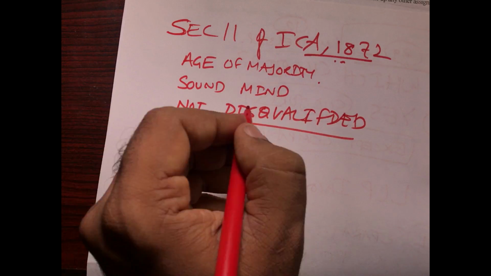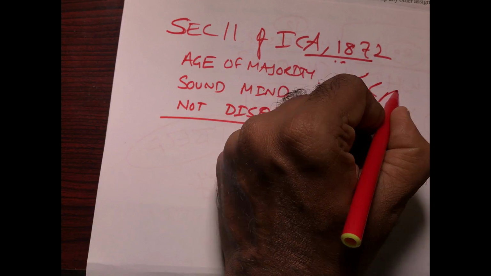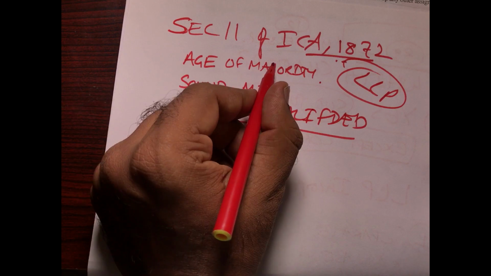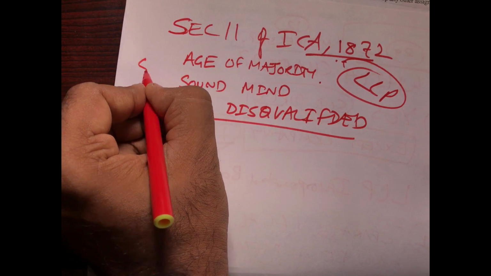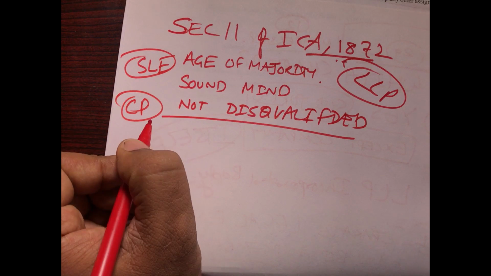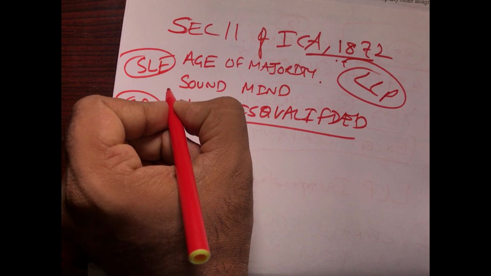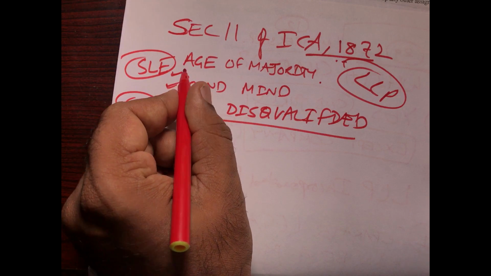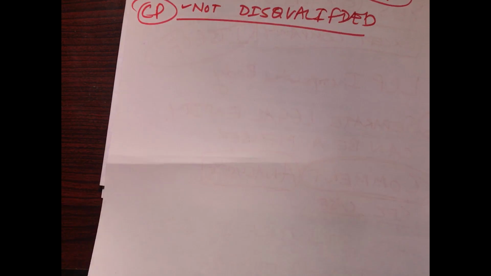These are the things. So now our concept is what? LLP. This question is about LLP. So for an LLP, there is no concept of age of majority because it is a separate legal entity. That means it is a corporate personality. So LLP can qualify. Sound mind also does not apply, and LLP is not disqualified. So if you say all this, even section 11 is covered.